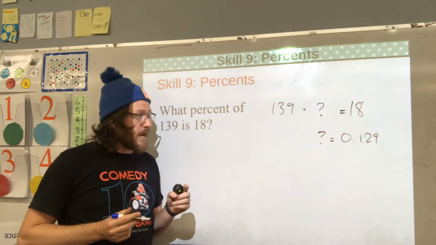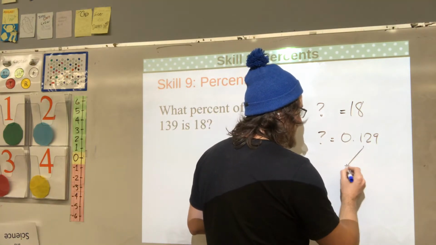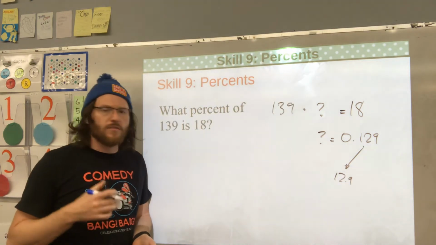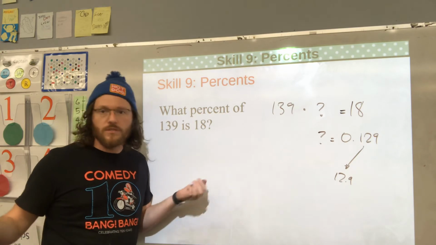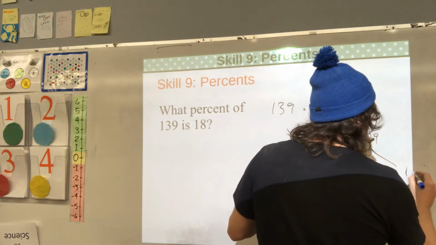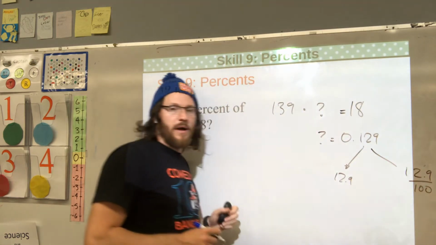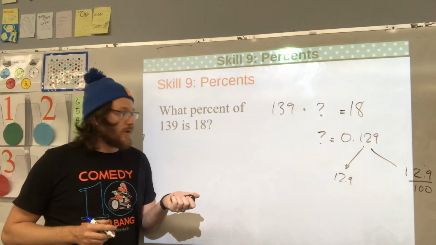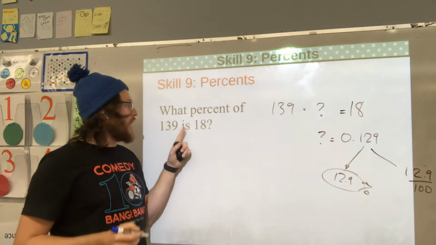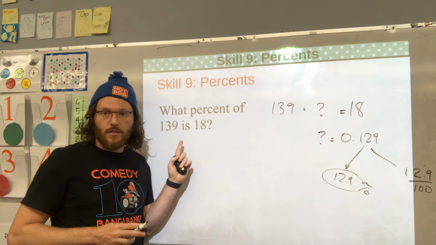So we can do this a couple different ways. We can either just move the decimal point over 2 spots, which gives us 12.9, or we can think to ourselves, hey, what number divided by 100, again, percents always deal with 100, is going to give us this same 0.129 number. And again, this is going to be 12.9. When you divide that by 100, it gives us that same small decimal. Okay, so 12.9 is the percent that 18 is of 139, okay?